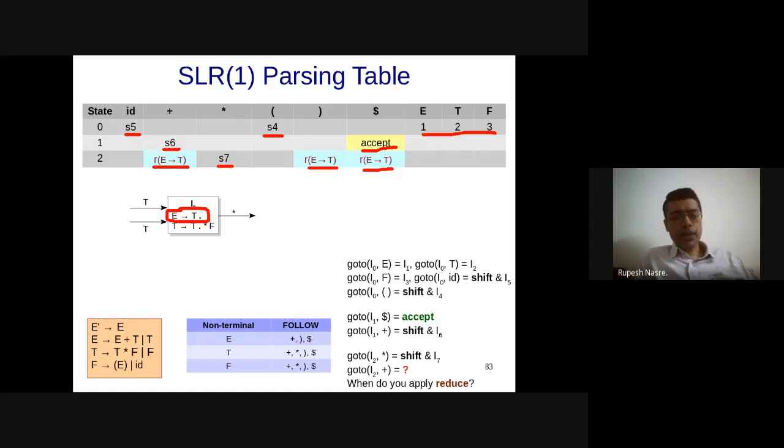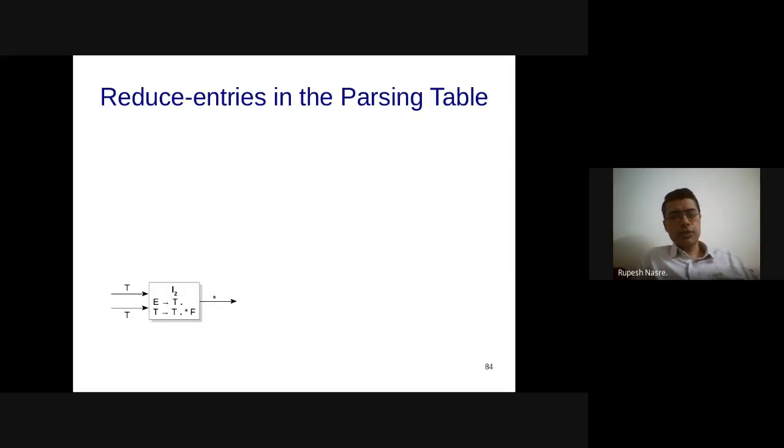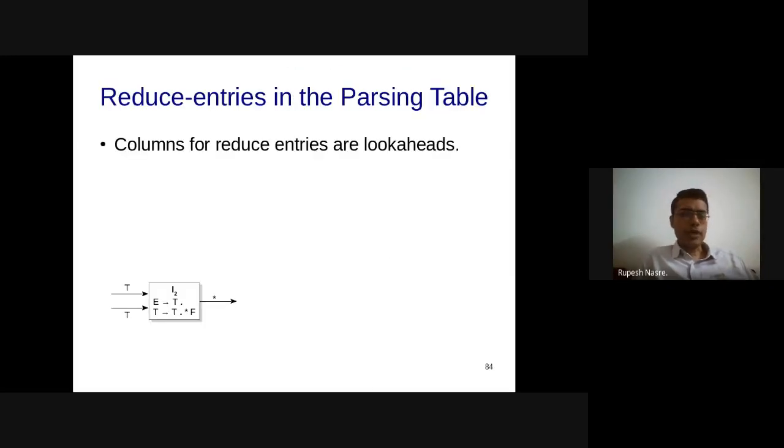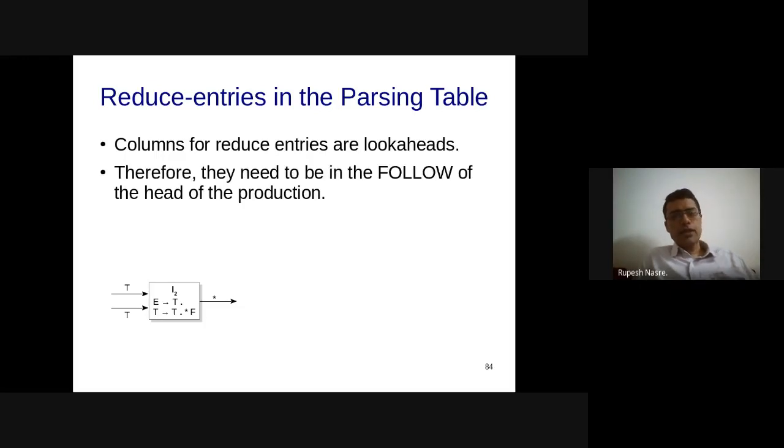Okay, so now that you have seen this, let's complete that discussion, but I'll ask you to construct the next row I3 using this. So columns for reduce entries are essentially the look aheads. Therefore, they need to be in the follow set of the head of the production. E deriving T dot, so it needs to be in the follow set of E.